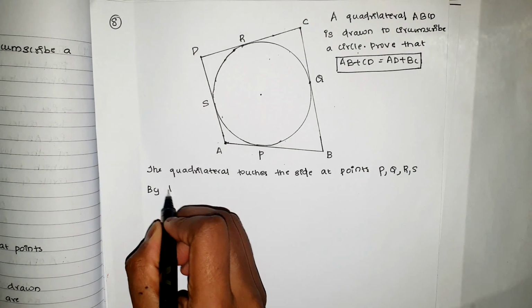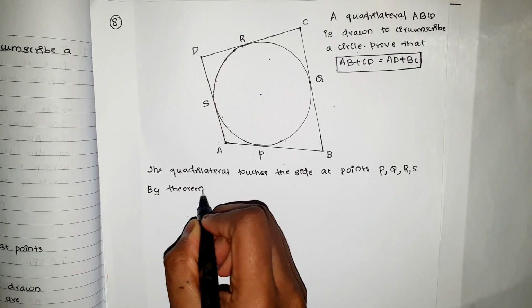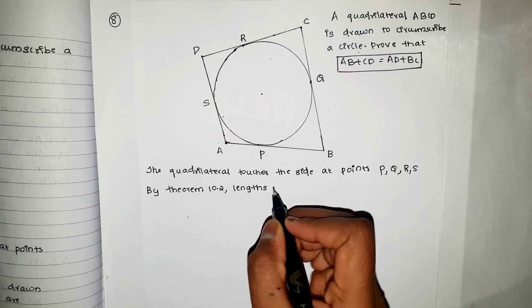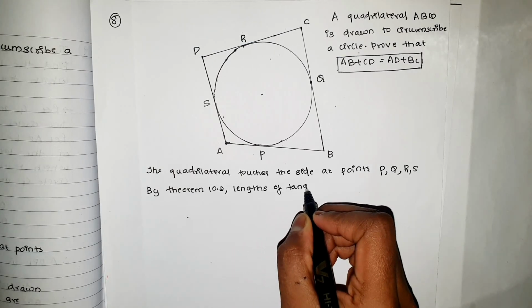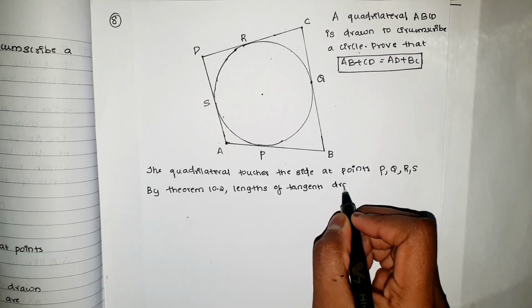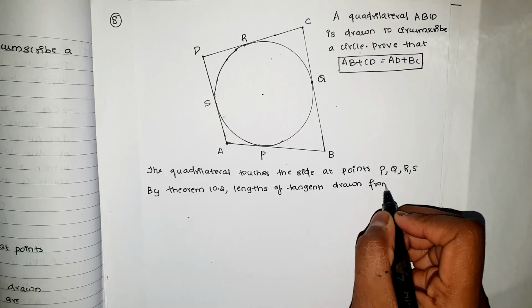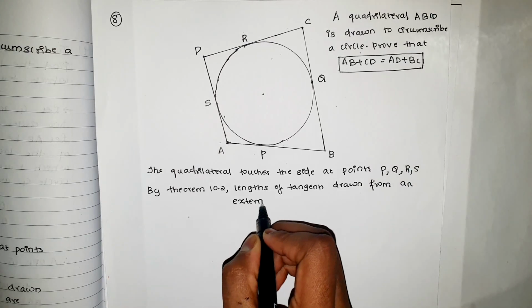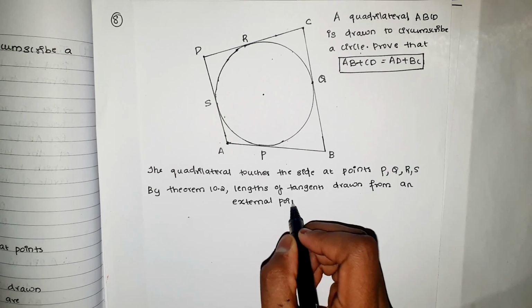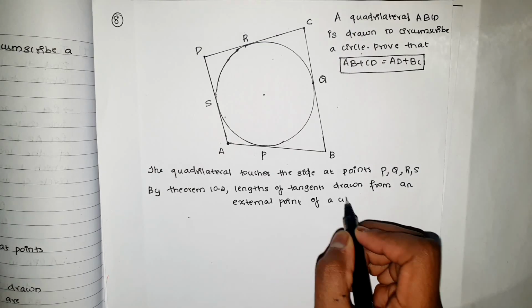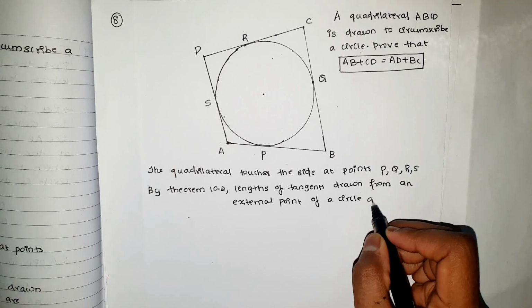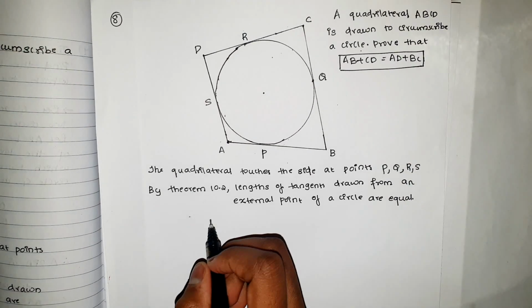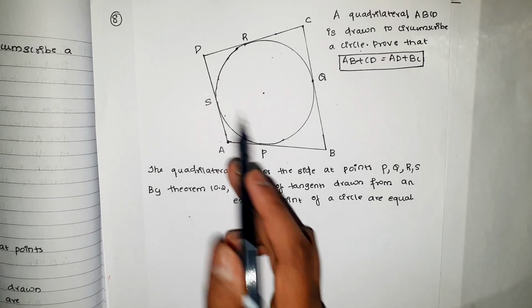So, by theorem 10.2, what is theorem 10.2? Lengths of tangents drawn from an external point of a circle are equal. Okay. So, AP is equal to AS.